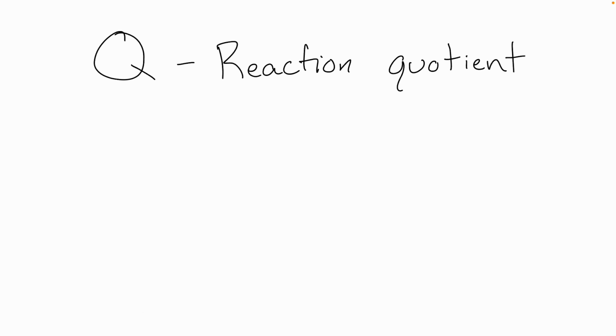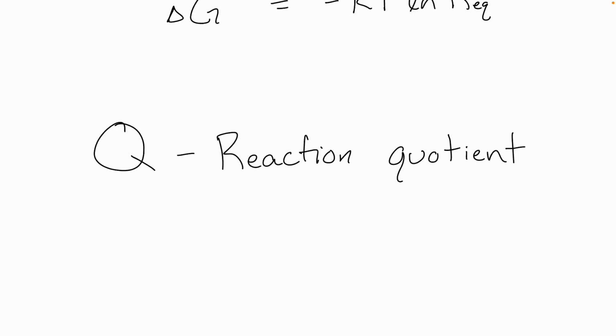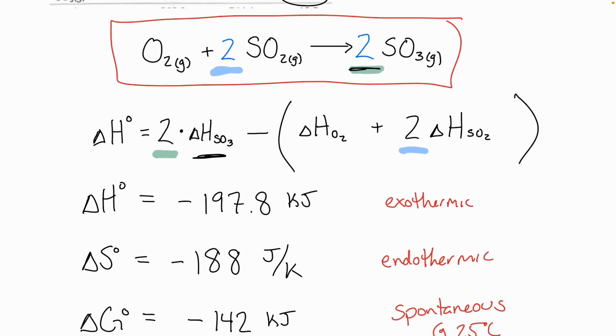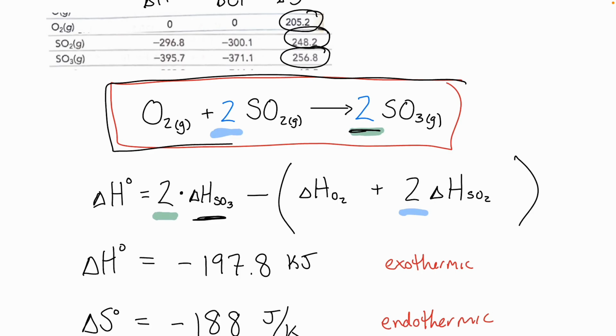I don't know how to spell quotient. That's about right. Okay? But our Q, our reaction quotient. Remember what Q is. Q is really the same equation as our equilibrium constant, but we can plug in any value that we want, right? The equilibrium constant is only true at equilibrium. Q is when we take that same expression and then plug in any other value that we want, right? So everybody take a second, and for this reaction here, build me the equilibrium expression for this reaction.